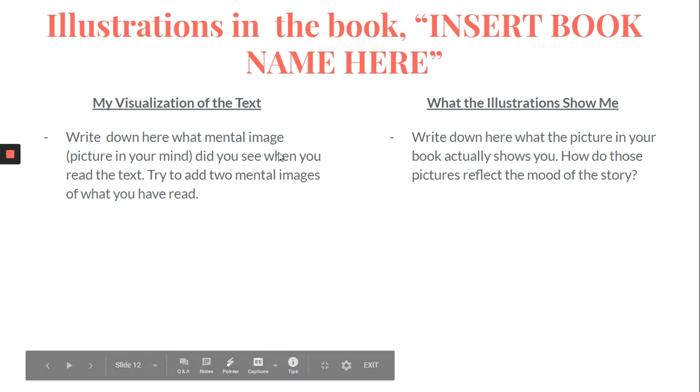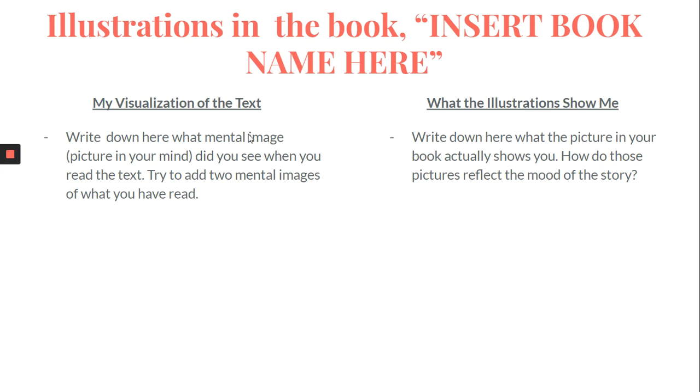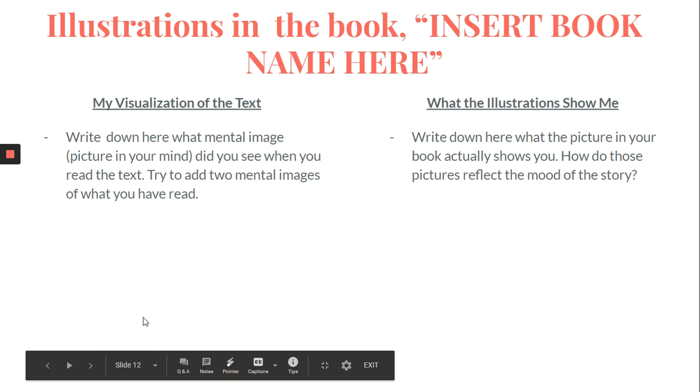So here on this slide, you're going to do exactly what I showed you. You're going to do your visualization on one side. What did you actually picture in your mind while you were reading? I want you to try to add 2 mental images. So try to add 2 pictures of something that you thought. And make sure you're talking about mood of the story too. So you're talking about your mental image of your characters, but also how you felt about the mood of the story. Now over here on this side, it's what the illustrations show you. What did that picture actually look like? And what was the mood based on your illustration? So you're going to fill out this organizer, and this is going to help you answer the question.